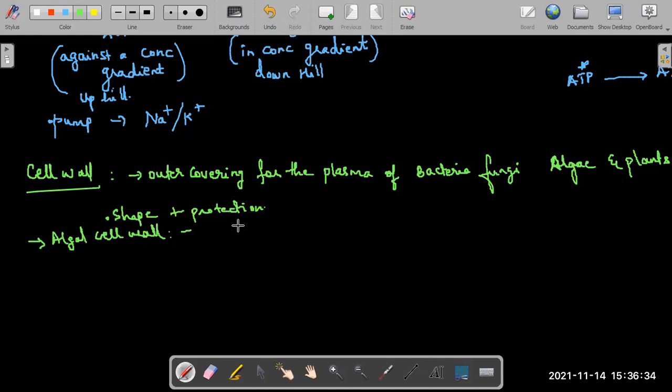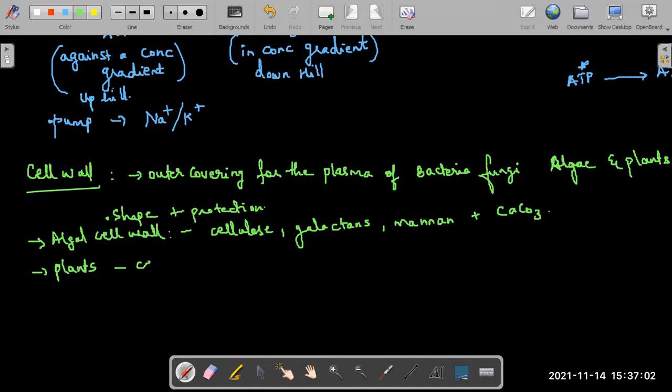Any algal cell wall has cellulose, galactans, and mannans. These are all types of carbohydrates. Mannans plus calcium carbonates in them. Plants also have cellulose in them. This composition is very important. Hemicellulose. They also have pectin and proteins.